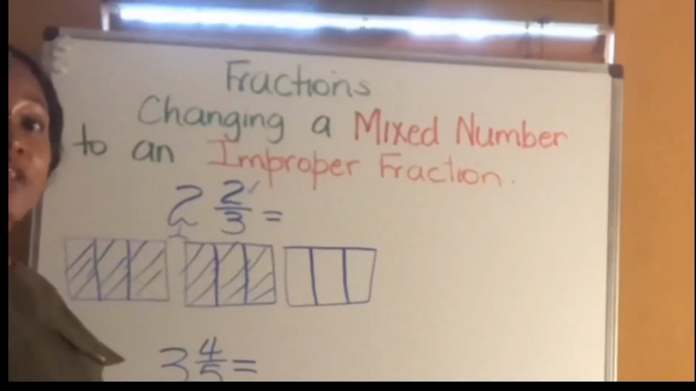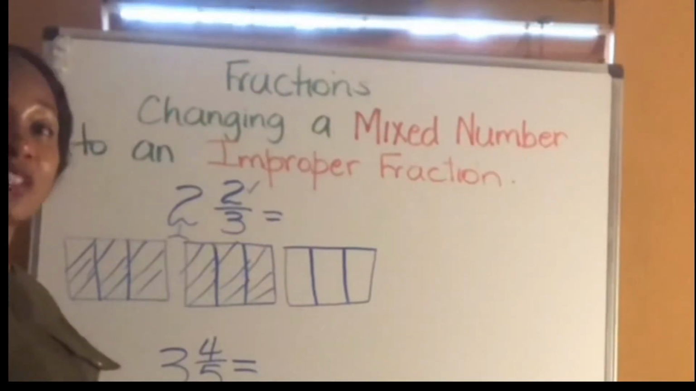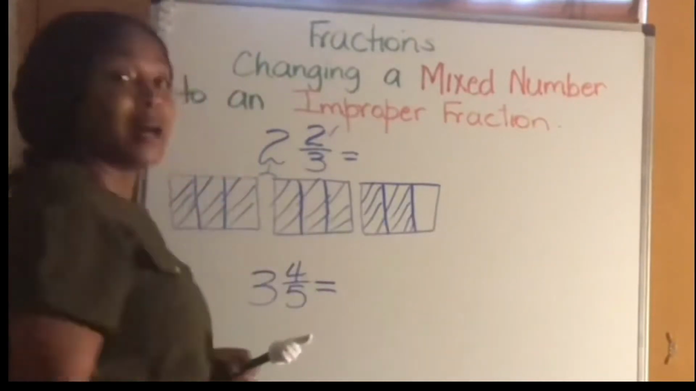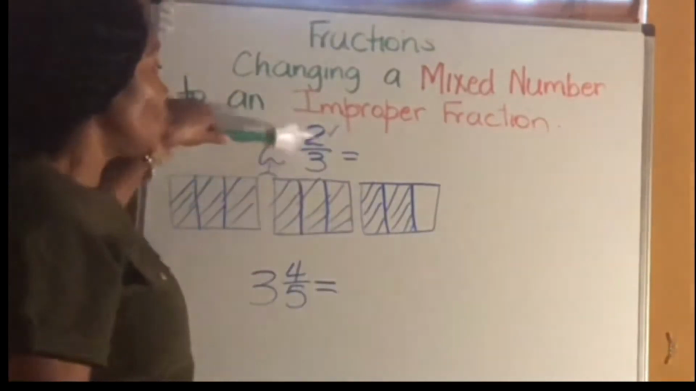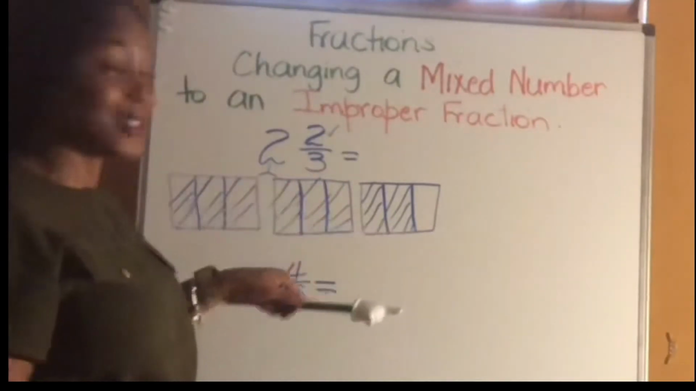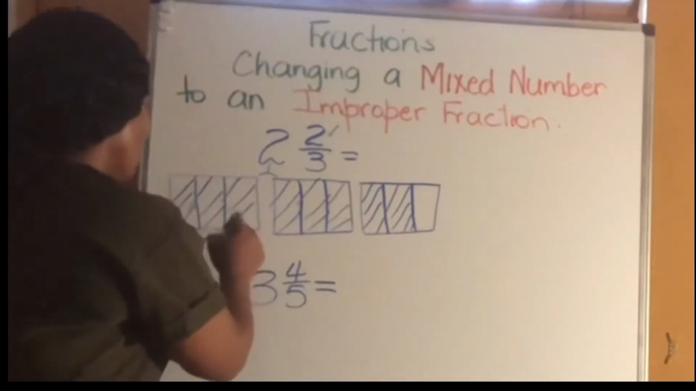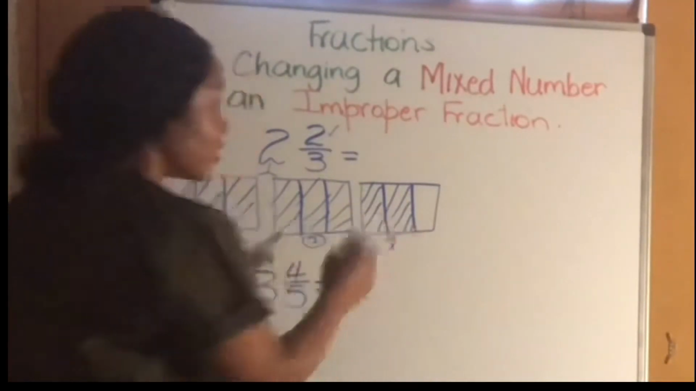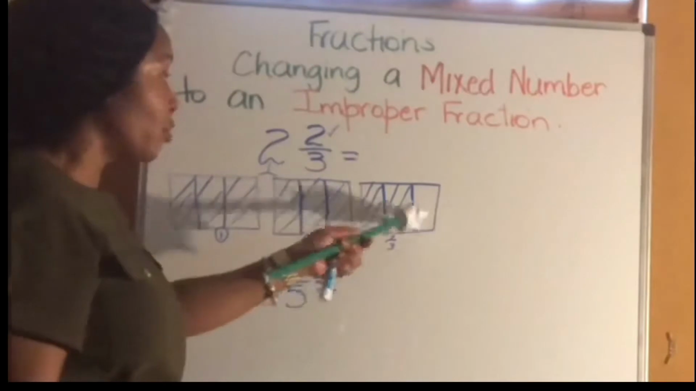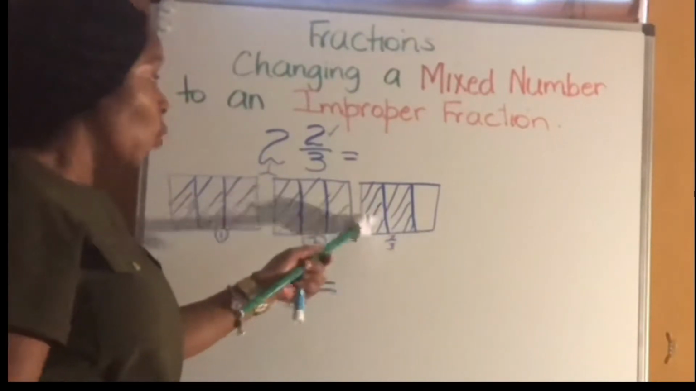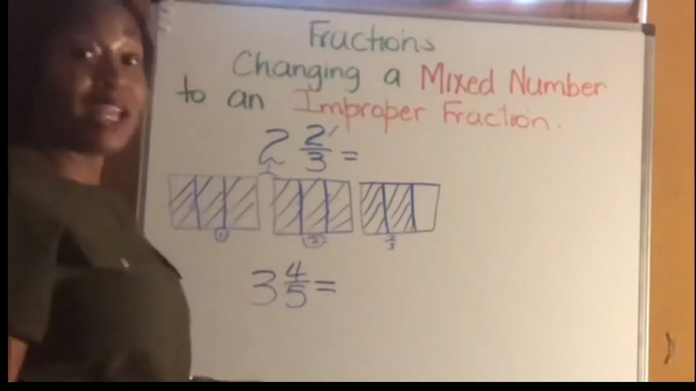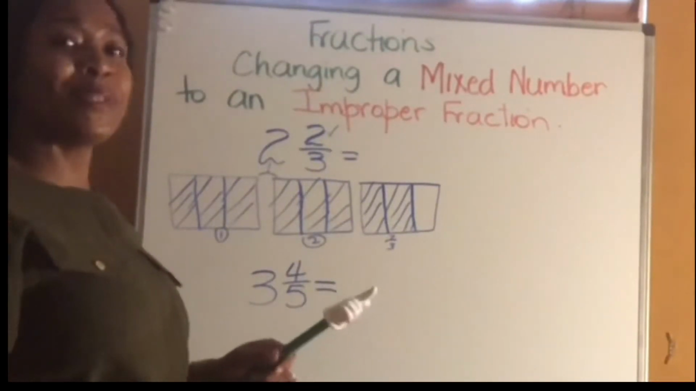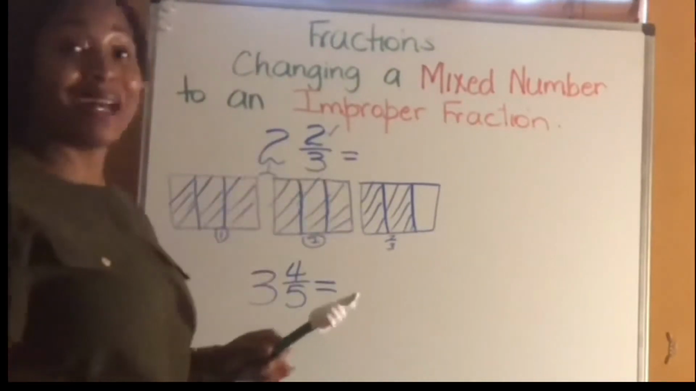And remember, the numerator tells us how many parts of the whole is being considered or how many parts are taken out. So in this case, it's 2. So I'm shading 2 parts. So it means that I have 1 whole, 2 whole, and then 2/3. Because this is 1, 2, 3. That's my denominator. 1, 2 parts shaded. That's my numerator.